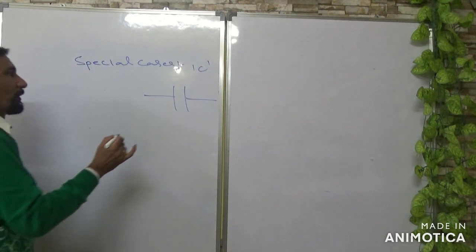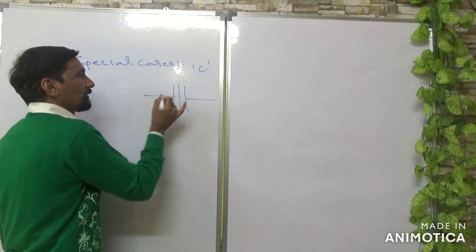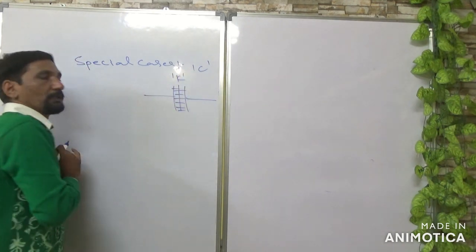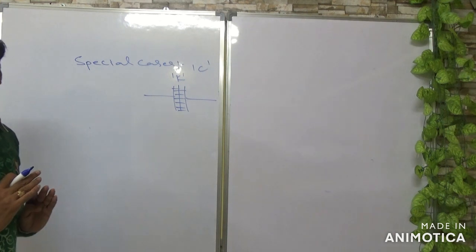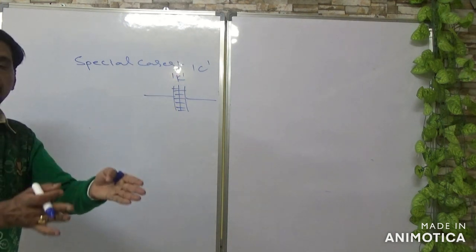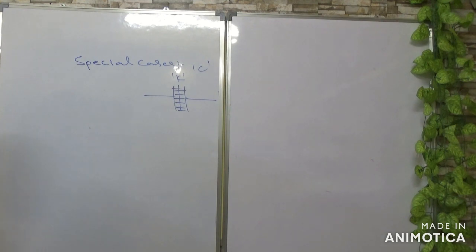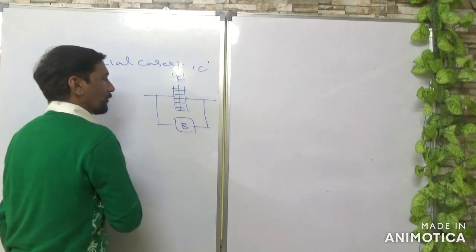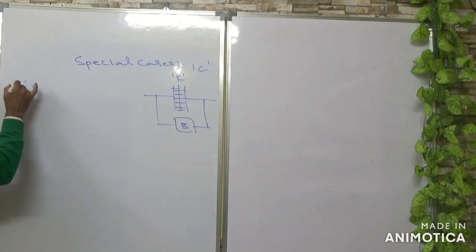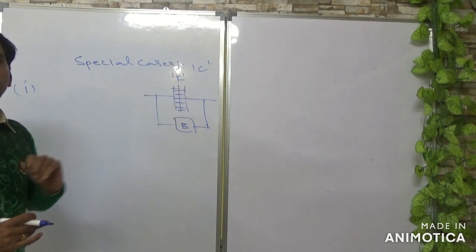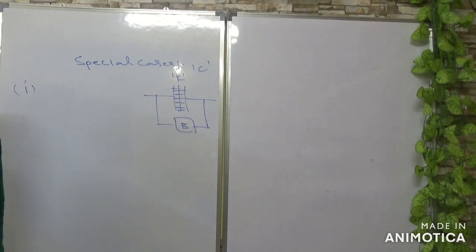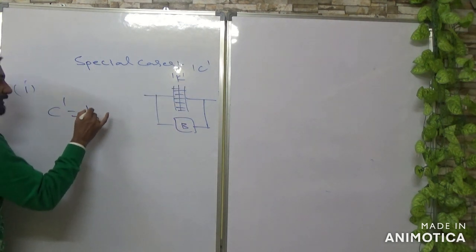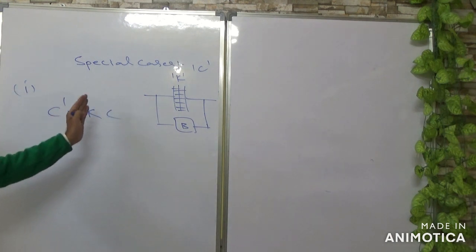Now you place a dielectric, so the space between the plates is totally filled with a dielectric of constant K, and it is connected to a battery. So what is the first special case? A dielectric is kept between the plates and connected to a battery. You know very well, whenever you place a dielectric, the effective capacitance will increase. That is nothing but K times C.